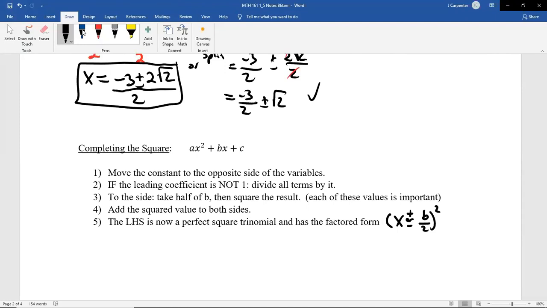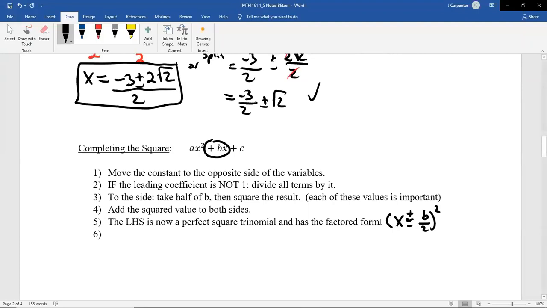Now, when I say the plus or minus, you're going to take on the sign of whatever was here. So if this was a plus, then it's a plus here. If this was a minus, then it's a minus here. This is not the plus or minus that we were just using for the square root property. That comes next.